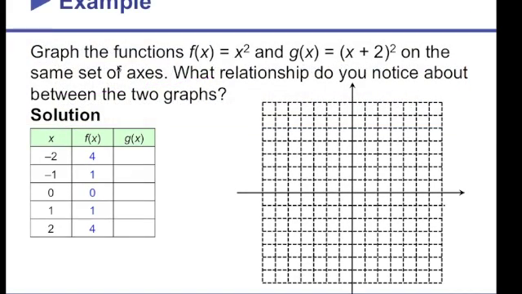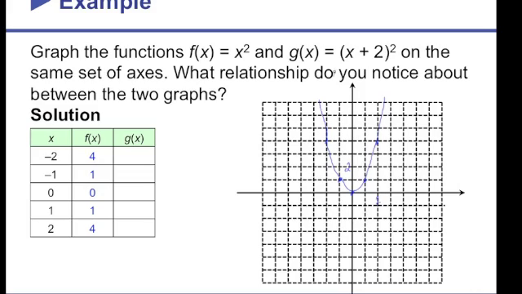Now we're going to graph the functions f of x equals x squared and g of x equals the quantity x plus 2, squared. And we'll see what that difference is. We already have f of x calculated here, ready to go. So that will be negative 2, 4, negative 1, 1, 0, 0, 1, 1, and 2, 4. That will be this parabola.